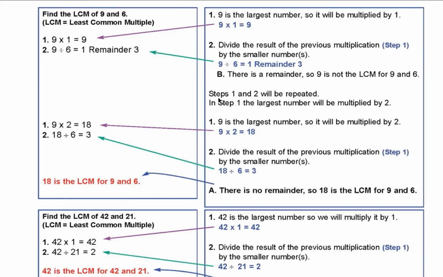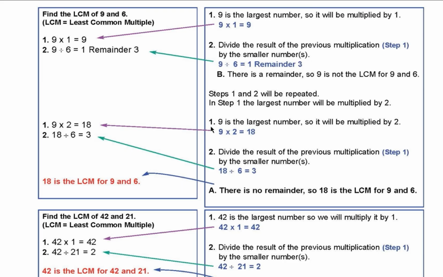Since we have not found the least common multiple yet, we will repeat steps 1 and 2. In step 1, the larger number will be multiplied by the next higher number, which in this case is 2. Remember, in the previous steps, we multiplied by the number 1. So now we will multiply by the number 2.